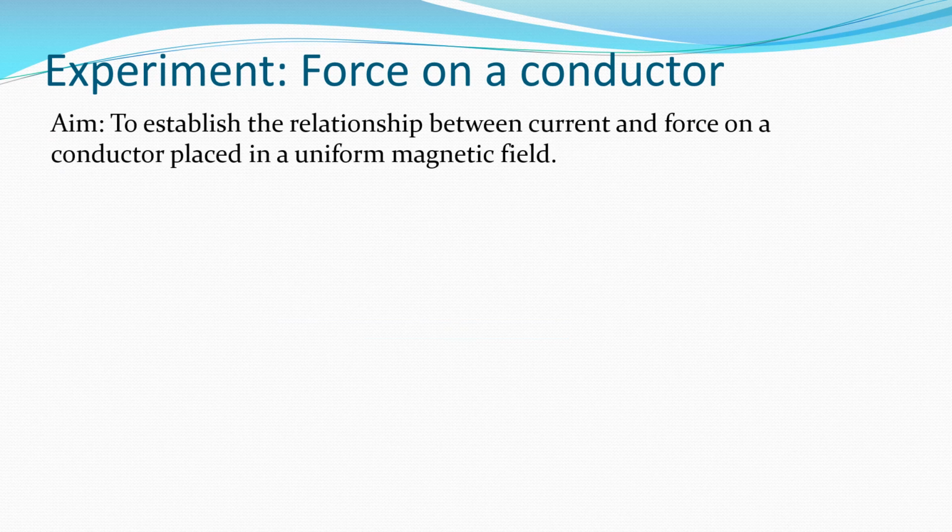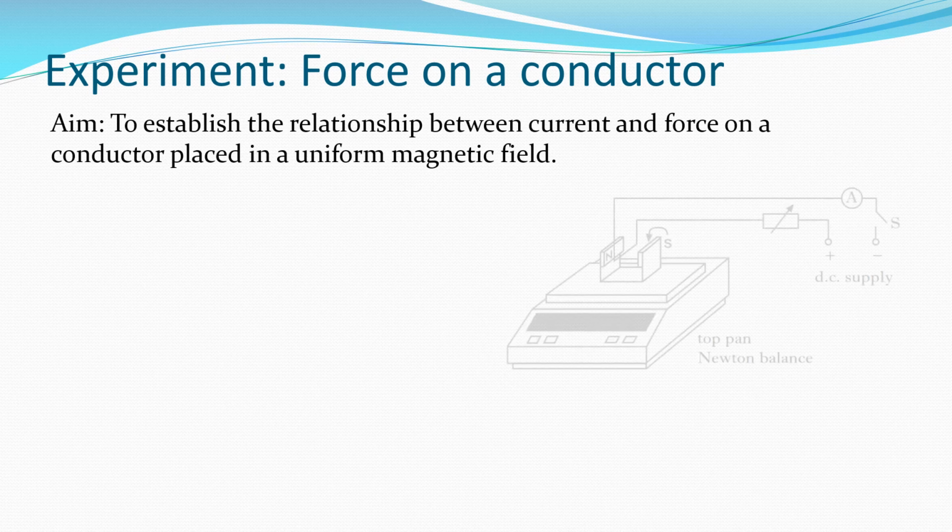At Higher, you had to explain experiments used to prove certain constants. At Advanced Higher, you need to do the same thing. In Advanced Higher, you should be able to describe an experiment in order to establish the relationship between current and force on a conductor placed in a uniform magnetic field.